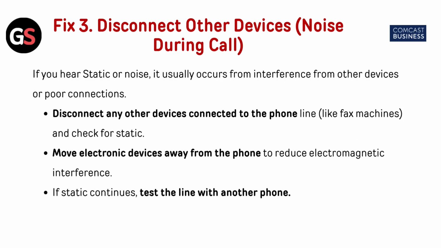Fix 3. Disconnect other devices. If you hear static or noise, it usually occurs from interference from other devices or poor connections. Disconnect any other devices connected to the phone line, like a fax machine, and check for static. Move electronic devices away from the phone to reduce electromagnetic interference. If static continues, test the line with another phone.